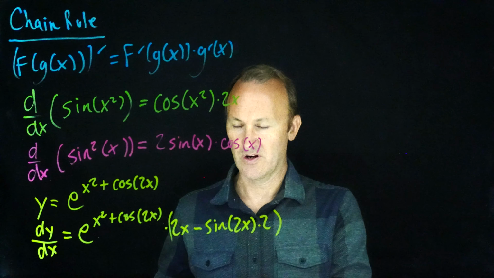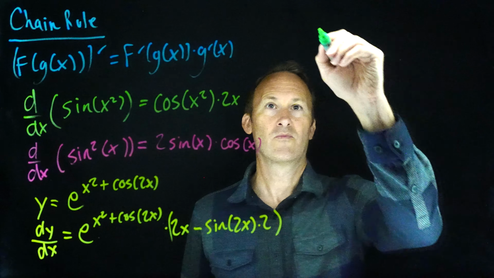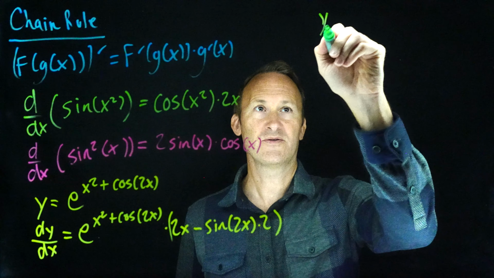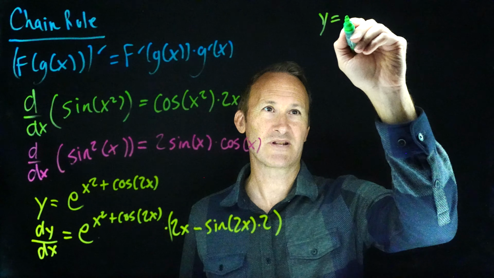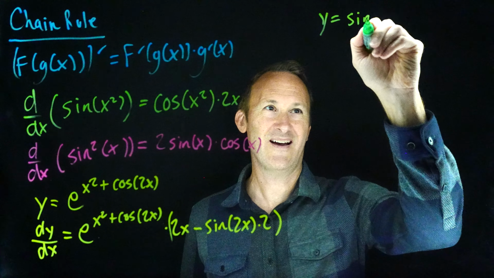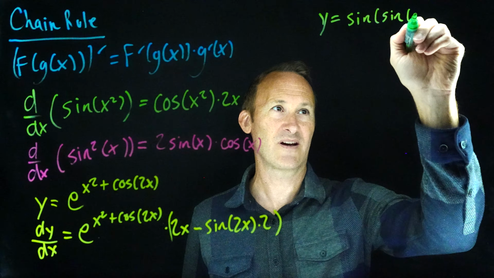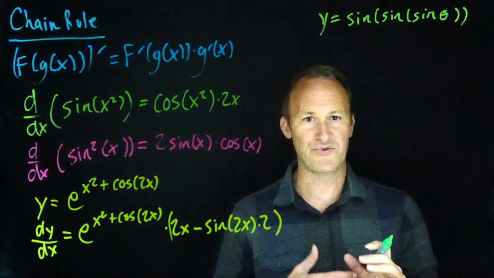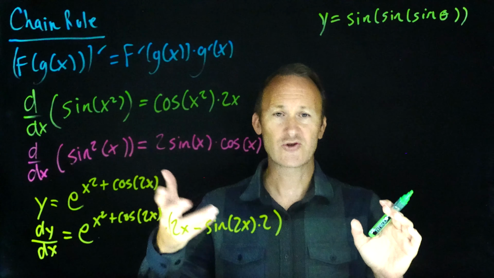Okay, let's do another one. Let's go with y equals, and it's going to be a fun one, at least I think so, you might not. Sine of the sine of the sine of x. Let's say theta, change up the variable. So we have a triple nested function here. So how do you tackle this using the chain rule?